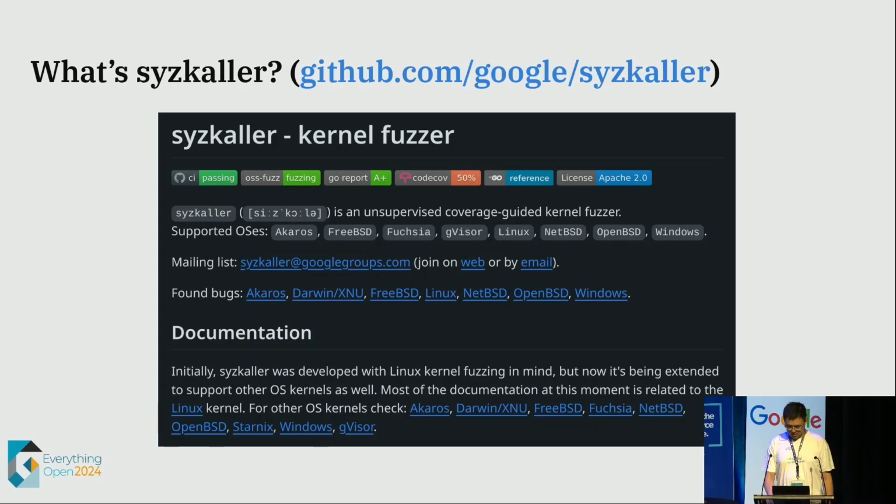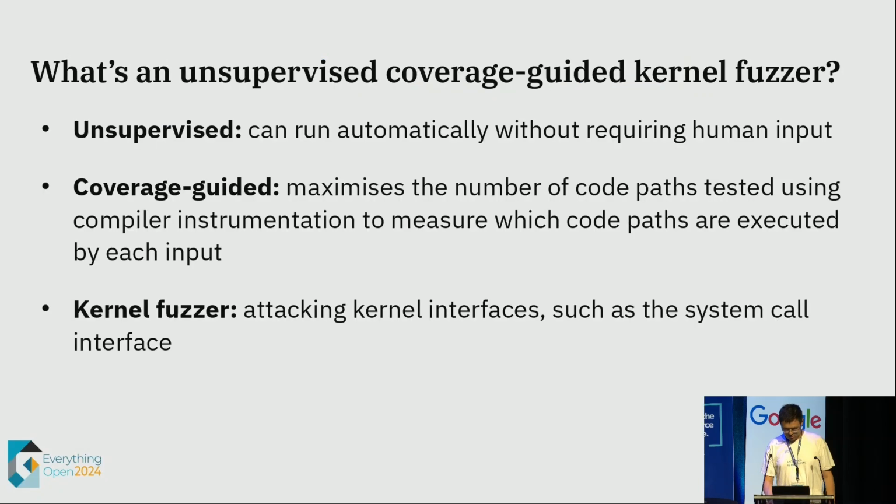So let's dissect each part of that in a bit more detail. We know what a fuzzer is. What's an unsupervised coverage-guided kernel fuzzer? Well, it's a fuzzer that runs automatically using compiler coverage instrumentation to figure out what code paths are being executed by a particular fuzz input, and then generating new inputs with the goal of exploring as many different code paths as possible and exercising different paths.